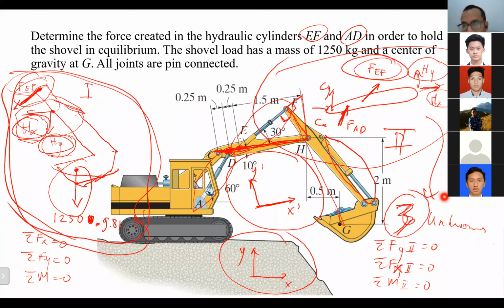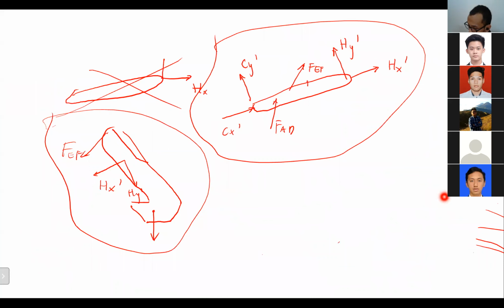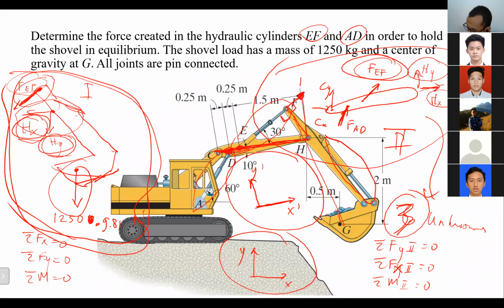For example, we put a point here. So no matter what the angle of the arm is, I think, if this is the F accent, for example, then F accent would just be an extension of EF. I don't think the angle of the arm would matter in this scenario.